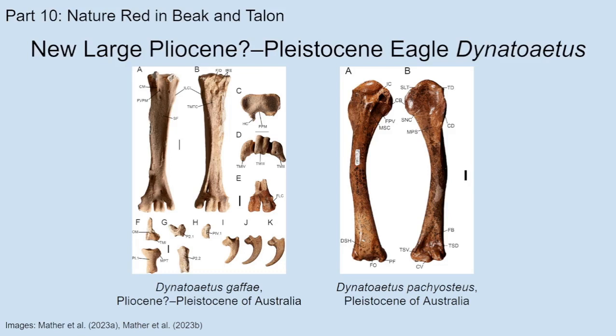So something else that's interesting about Dinotoetus is that the authors in their phylogenetic analyses in both papers found that its closest living relatives are Afro-Eurasian vultures and not any of the birds that we call eagles today. And because of this, I've seen some people say that, well, doesn't that mean we should be calling Dinotoetus a vulture and not an eagle?